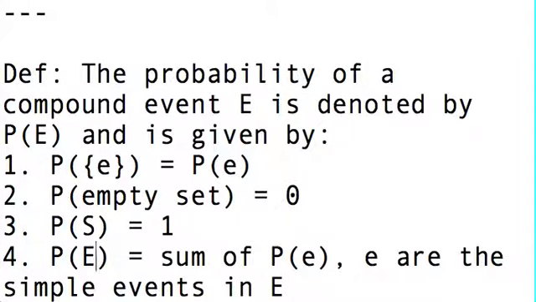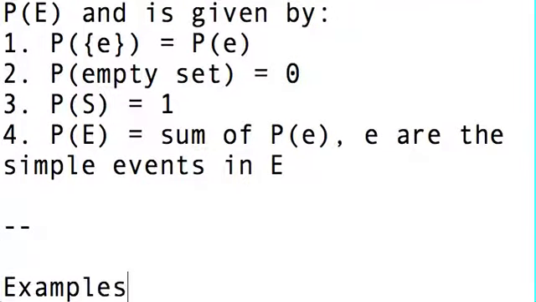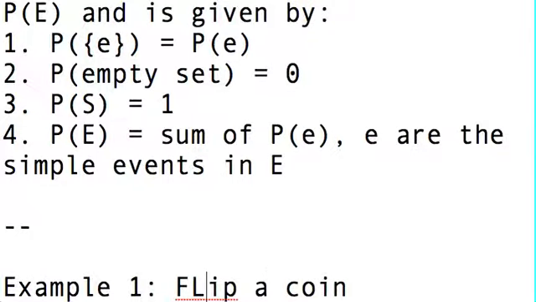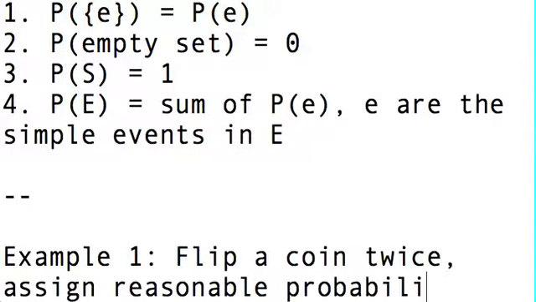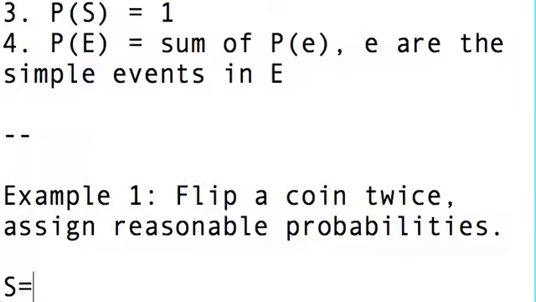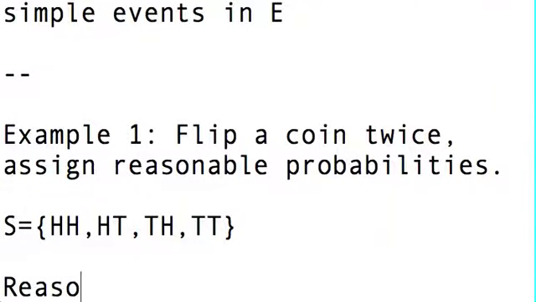Okay, so if E is an event that consists of a bunch of simple events, I just add the probabilities of those together. Great, there we go. So, for example, let's do some examples. Let's flip a coin twice and assign reasonable probabilities. So what are the possibilities here? You could get heads, heads, heads, tails, tails, heads, and tails, tails. We already talked about that. What would be reasonable here?